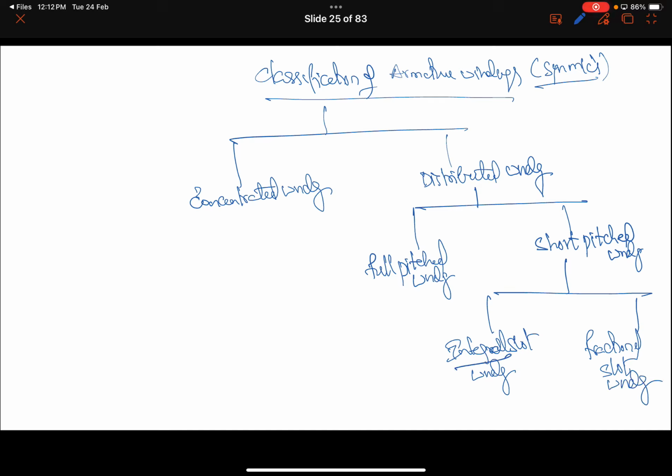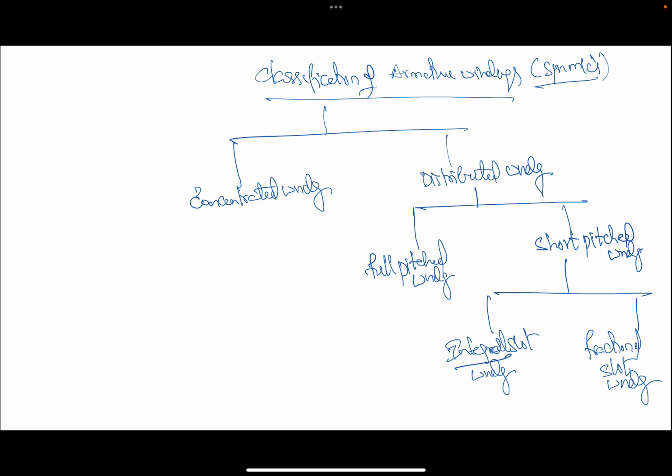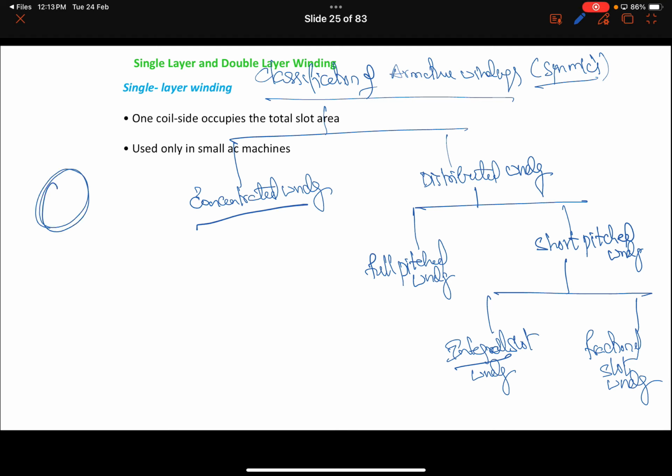Integral slot winding. Other one is fractional slot winding. Okay, so these are the classifications here. So what is the concentrated winding here? We'll discuss one by one later. If the winding is concentrated repeatedly, then that's a concentrated winding. If the winding is evenly distributed, that's a distributed winding. Again in the distributed, we'll now discuss these concepts: full pitched winding, short pitched winding, integral slot winding, fractional slot winding.